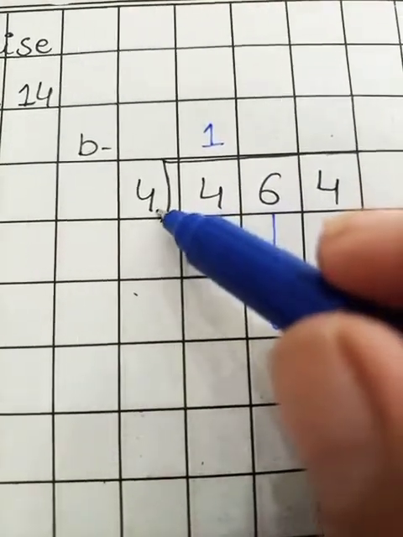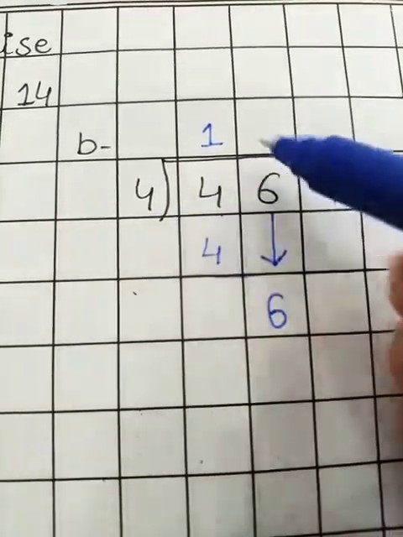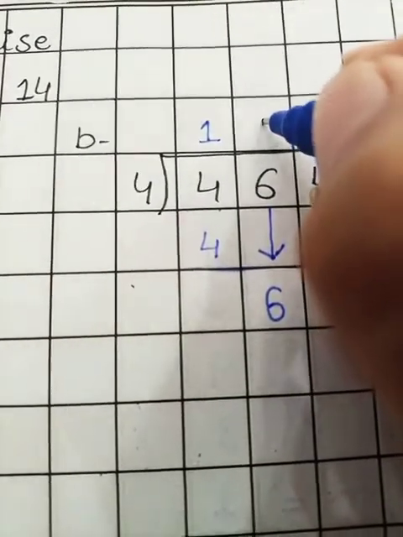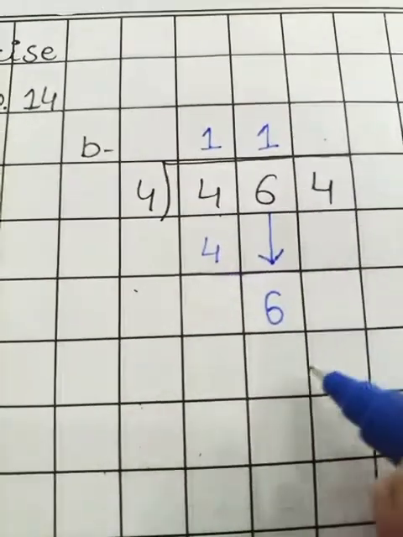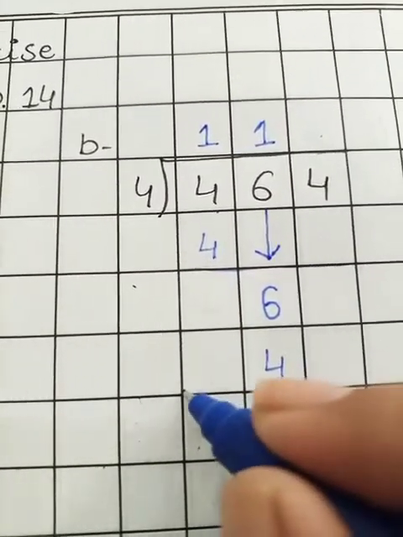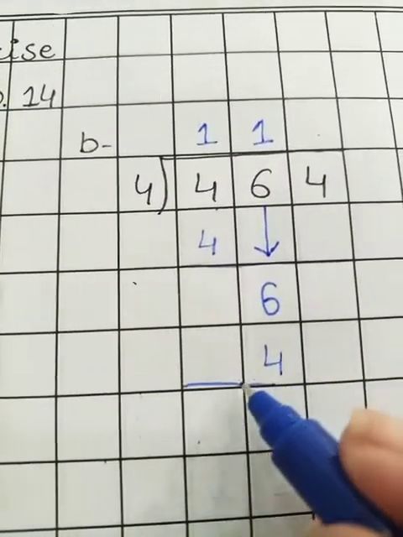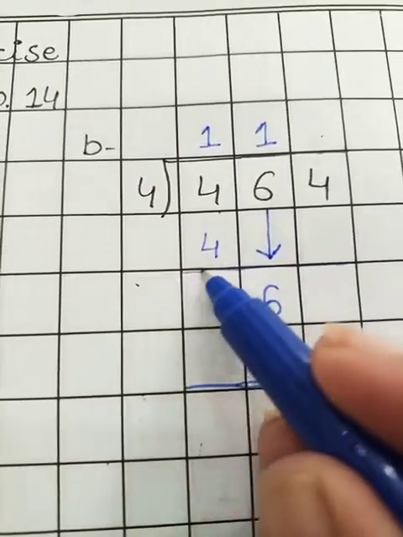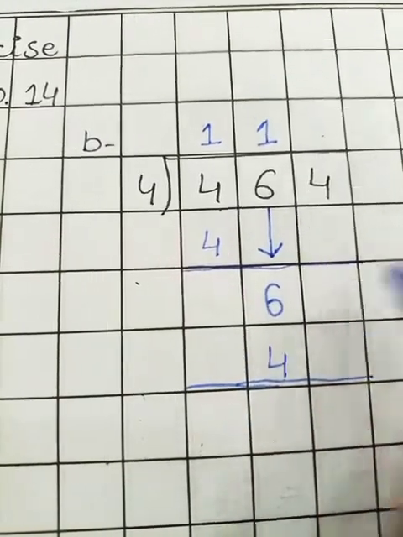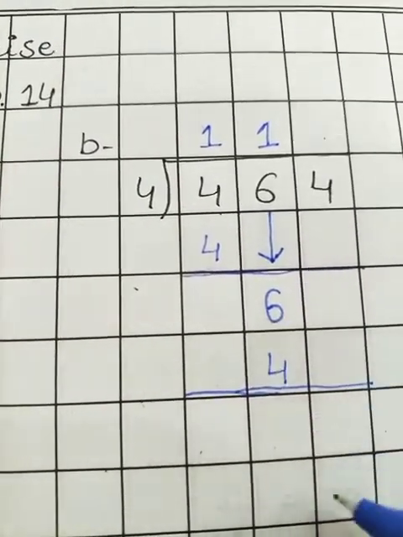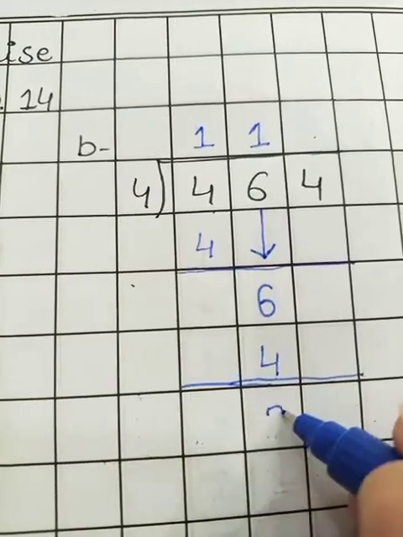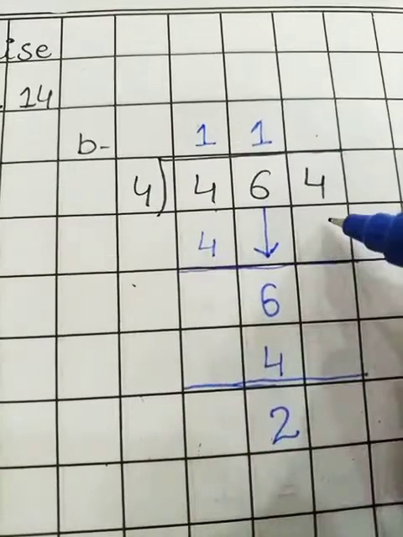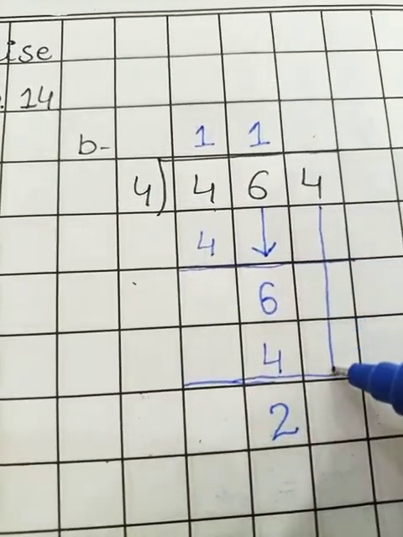Now 4 twos are 8. I can't write the 8 here, so I have to write again 1. 4 ones are 4. Next step is subtraction. So students, when I am subtracting 4 from the 6, here I am marking the line to show you. 6 minus 4, so our answer is 2. So students, look at this. This 2 is smaller than my divisor, so I am taking this 4 down here.